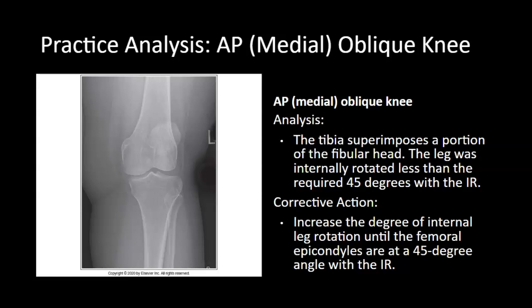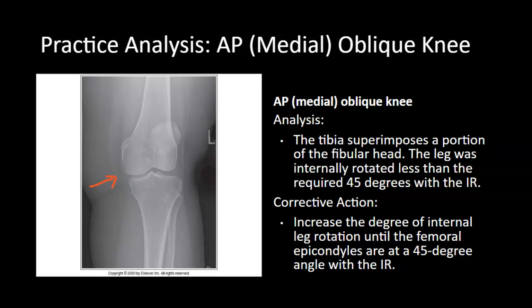Welcome back to our image analysis. We're going to start with the medial oblique practice analysis. The first thing you want to look at is, do we have all our anatomic structures, which we do. We also want to look at our joint to determine if it's open, which I will say that I feel as though the medial aspect of this joint here is slightly closed, so there may be some central ray angulation issue, even though it's not stated here.